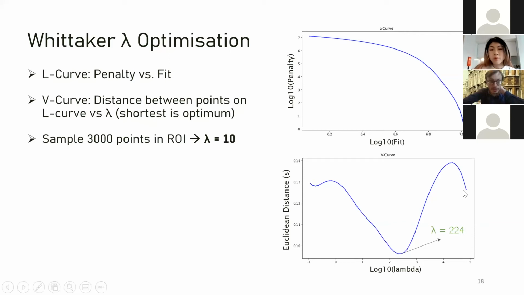Okay, so how this is done is that we vary lambda from 0.1 up to, say, 10,000. And for values of lambda in between, we plot the fit versus the penalty to get this L curve.